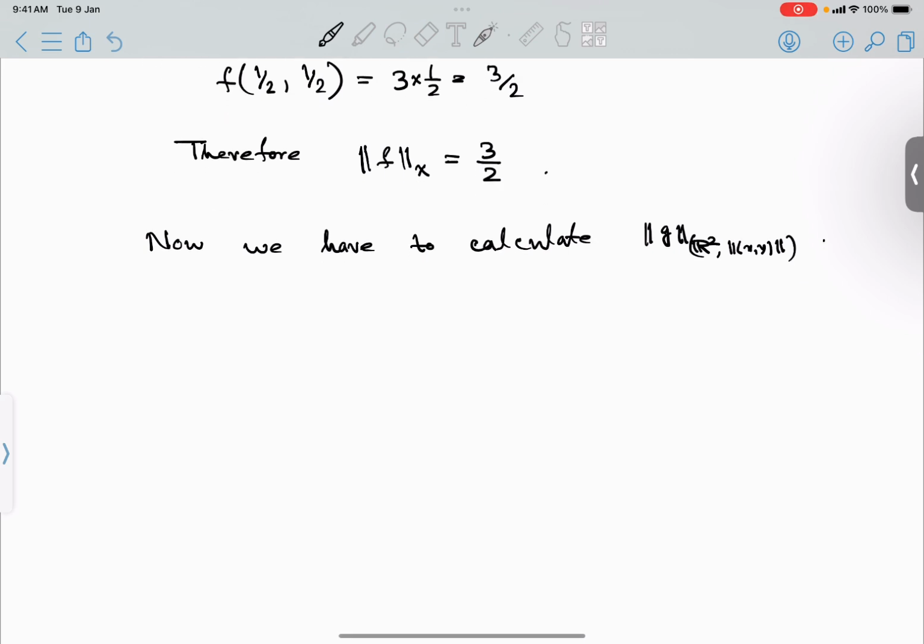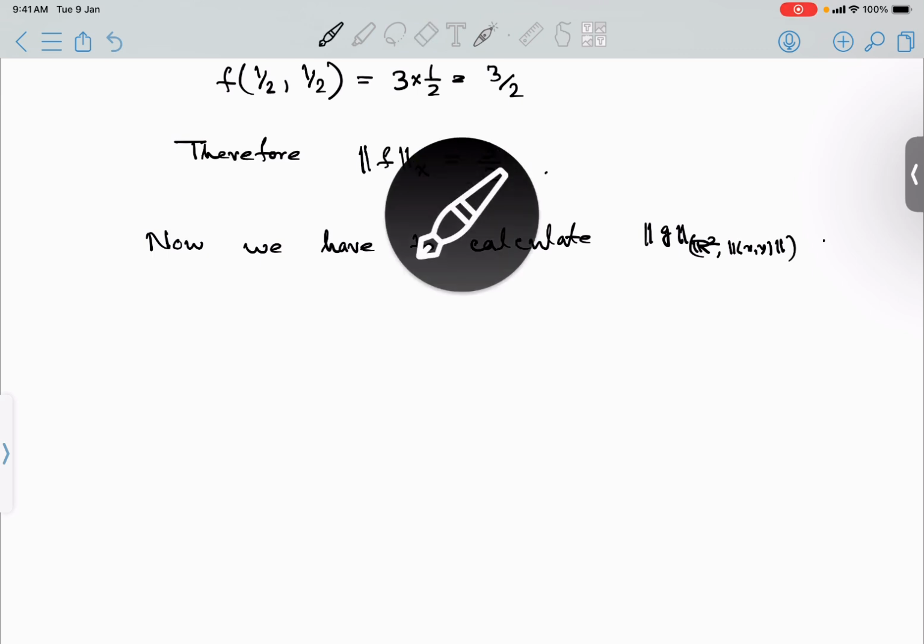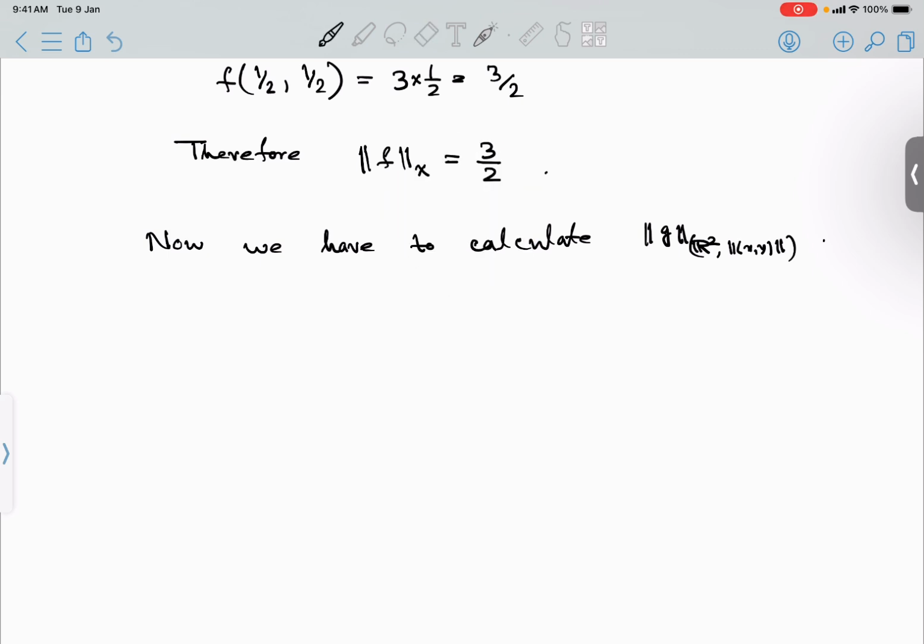So basically this is a linear functional, right? So what is the dual of this? So G is a linear functional on R2. So note that, this is a well-known result.